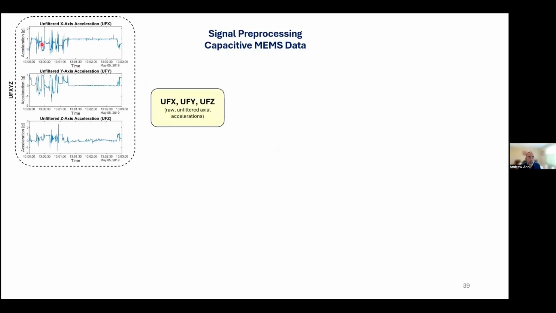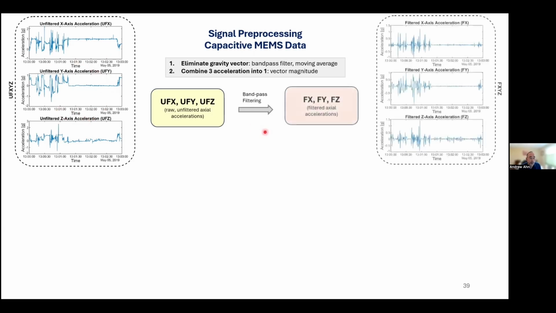Now, this is an example of raw data, demarcated here as UFX, UFY, UFZ. And what we need to do is two things. First, eliminate the gravity factor, which you do by applying a bandpass filter or moving average. You can see that as the wandering baseline here. The other thing we need to do is combine these 3 accelerations into one, and we do this by creating an amplitude or a vector magnitude.